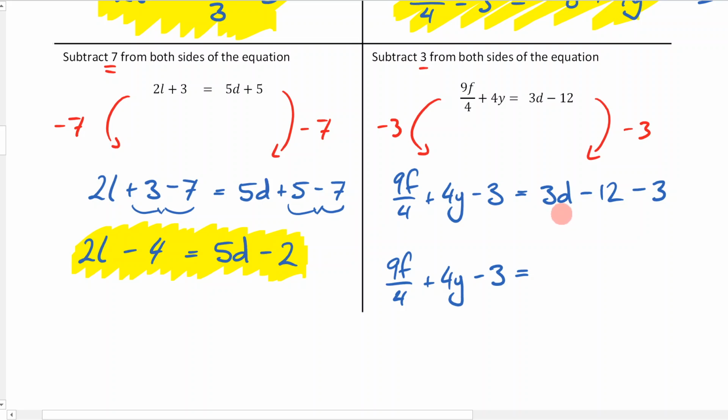Over here, I have 3d, and there's no other pronumerals with d there, so I just put 3d there. Then I've got negative 12 minus 3, which is negative 15. And that is my answer to that one. So let's highlight it.